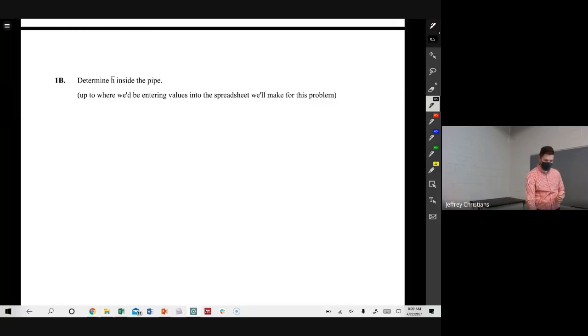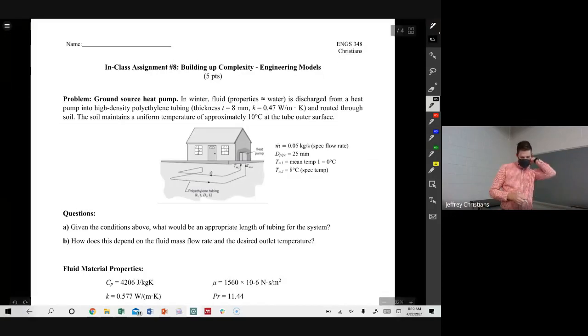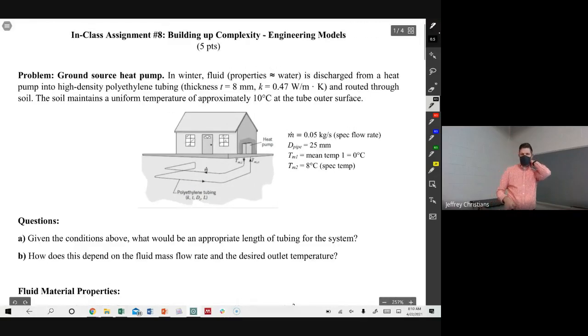Okay, so when we talked about, remember what we're trying to do. We're trying to figure out the temperature of the water in this pipe as it's flowing underground and how that temperature is changing over time. So we have a couple different pieces of the model that we're trying to build.